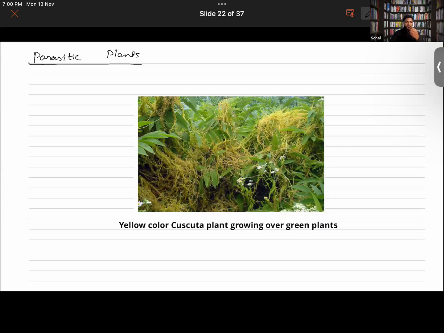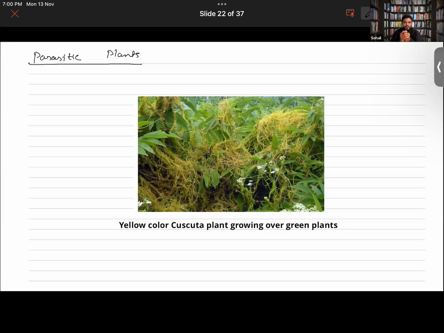Look, if we were to talk about humans, humans are hosts to as many as 300 species of parasitic worms and 70 species of protozoa.